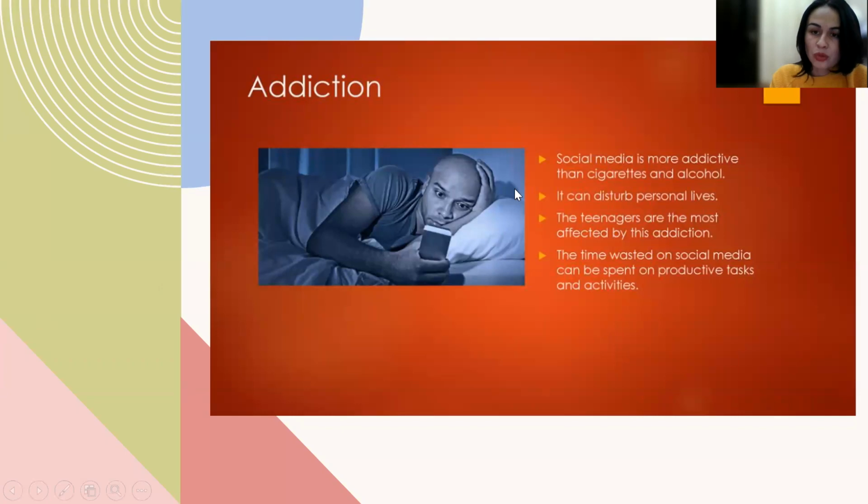Another big issue with social networking on a personal level is addiction. Social media is more addictive than cigarettes and alcohol, and this is statistics. It can disturb your personal lives. And people of young age are more affected by this addiction. The time that you can spend productively on positive outcomes is lost on browsing your home screen on social media networks. And sometimes it reduces your connectivity with other people around because you are sitting too much on social networks.